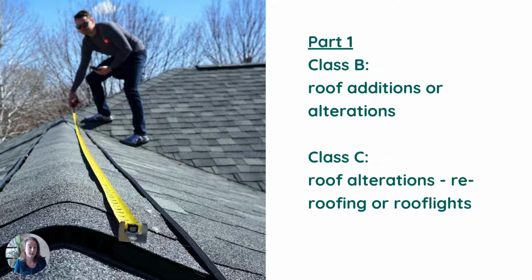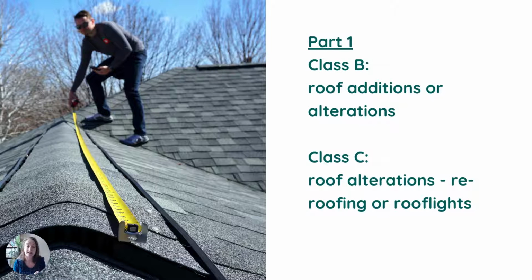Part 1 Class B and Class C are both related to roofs. Class B is related to alterations or additions to the roof. So that might be adding a dormer on, or it might be changing the shape of your roof. For example, if I wanted to change my roof from a hipped roof to a gable roof, which I already said I'm not allowed to do from my deeds, but if I wanted to do it, it would be related to this Part 1 Class B.